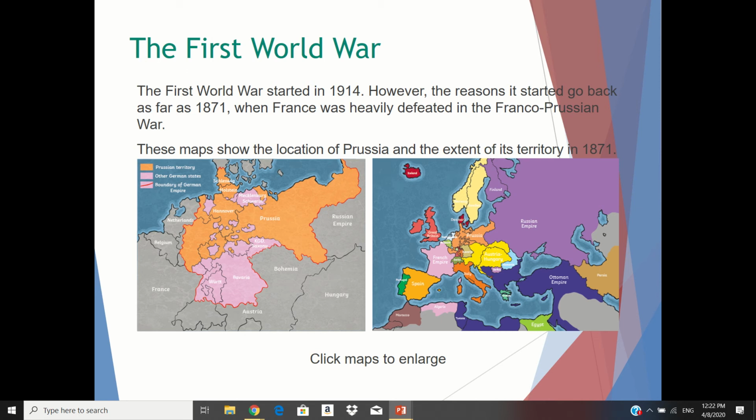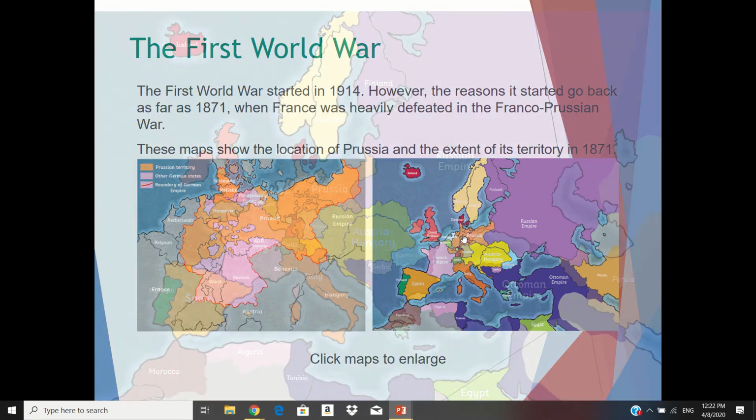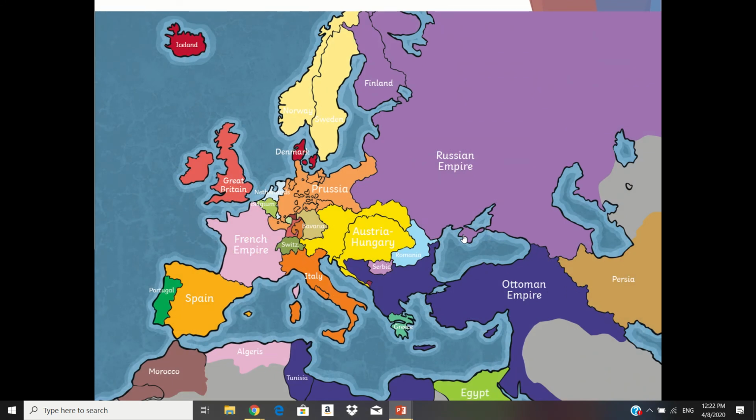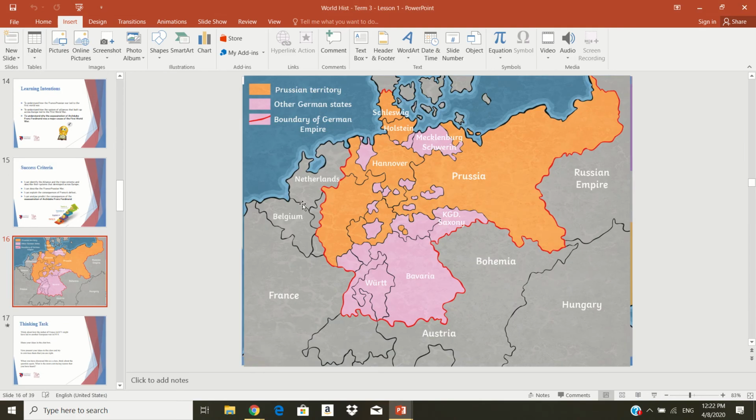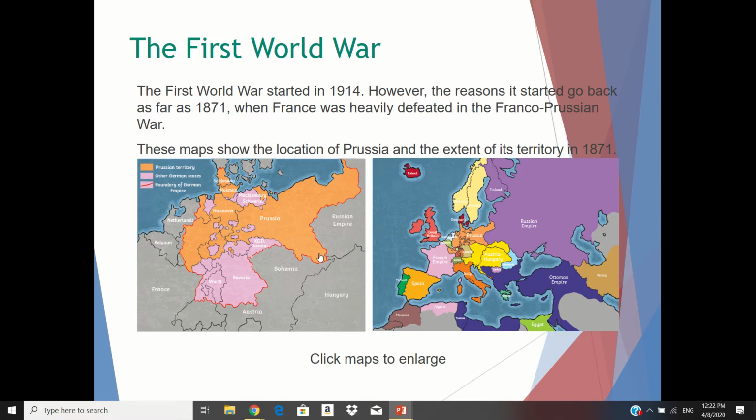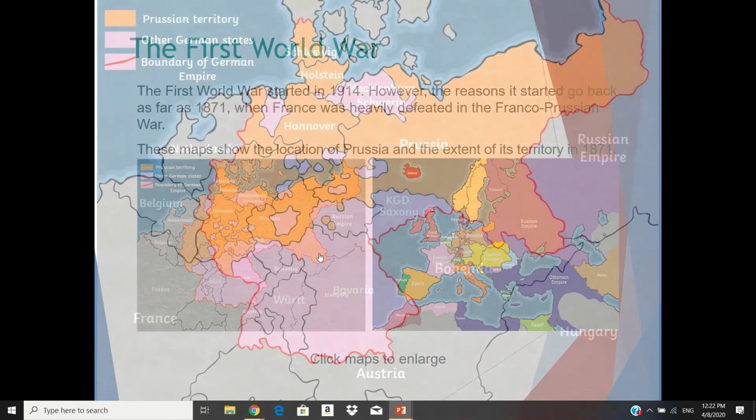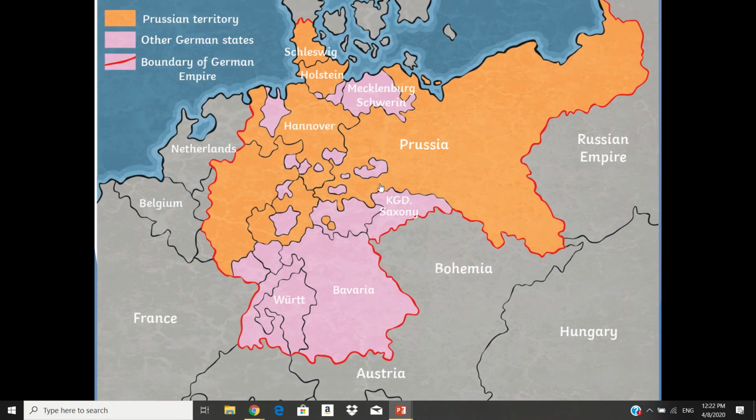So as you see on the map on the right, this map, you see Prussia in orange here. So this is the territory or the land of Prussia. And if we go to the other map, we can see the extent of the territories. The orange part all belonged to Prussia, and the pink part is other German states.